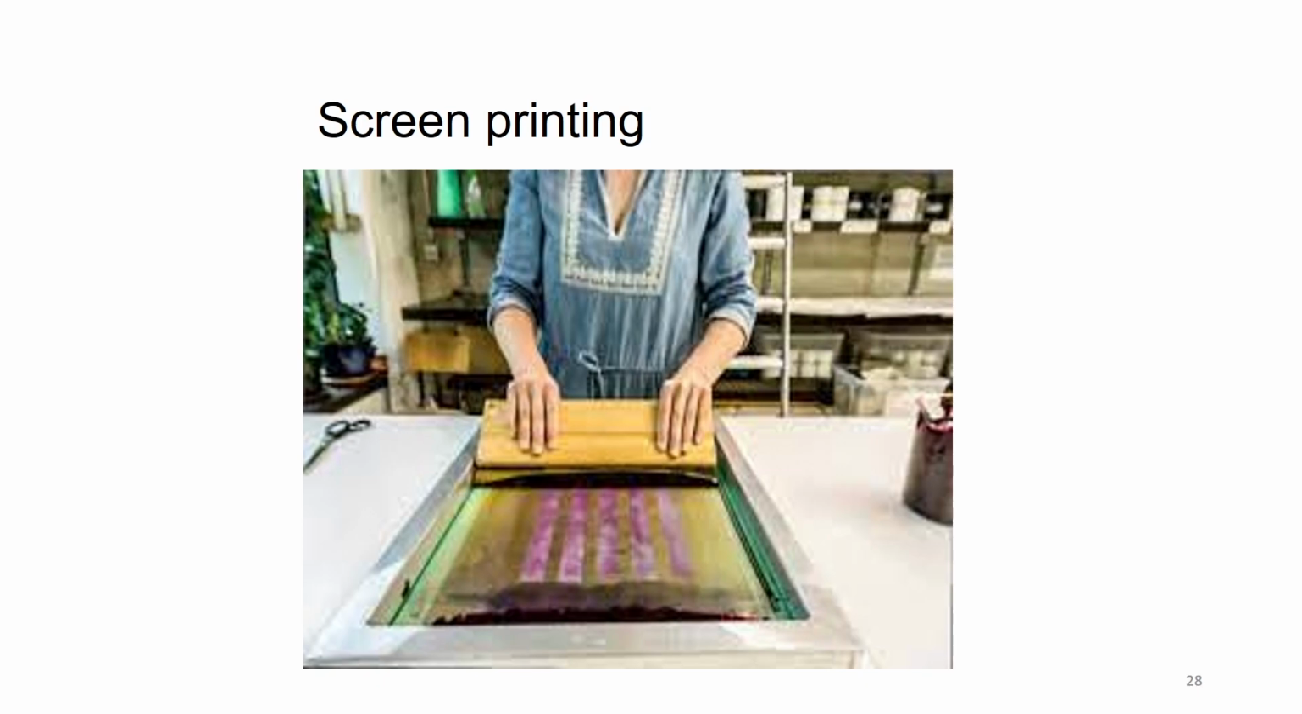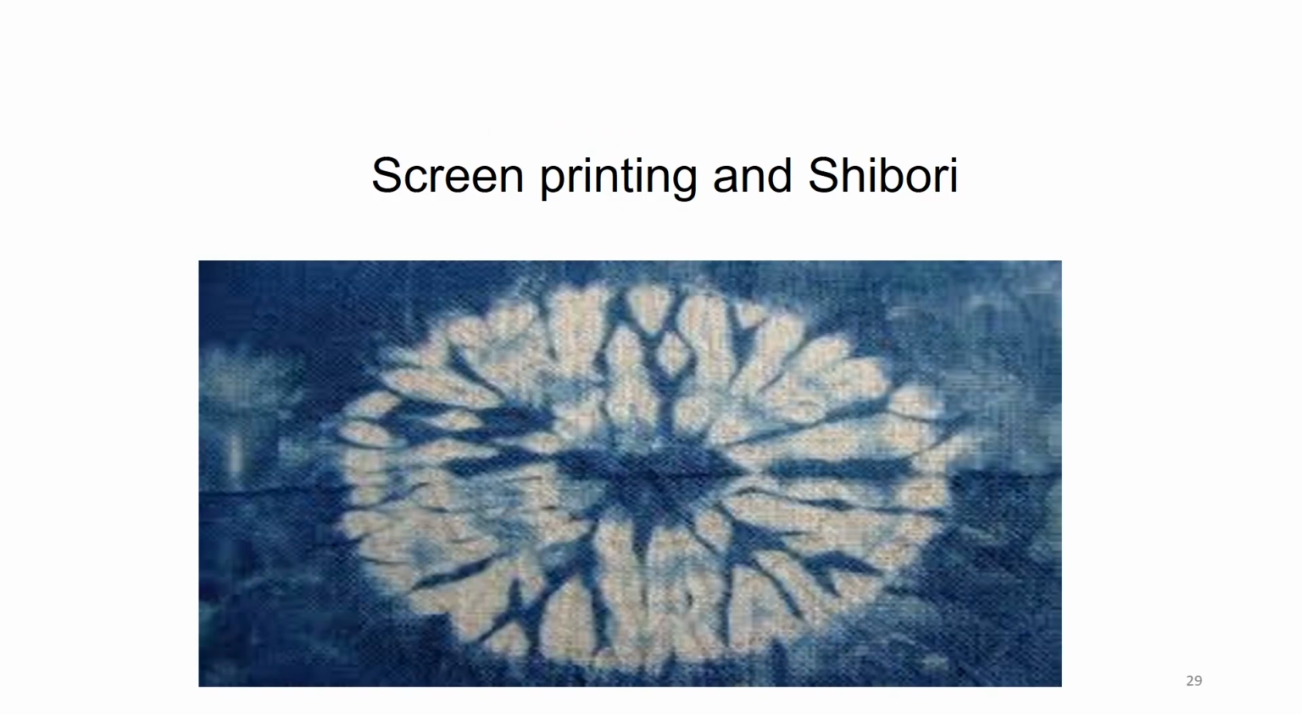This is the way screen printing is done. In screen printing, there is a stencil, there is a squeegee, and the hand is moved over the screen very gently so that it can print very uniformly.